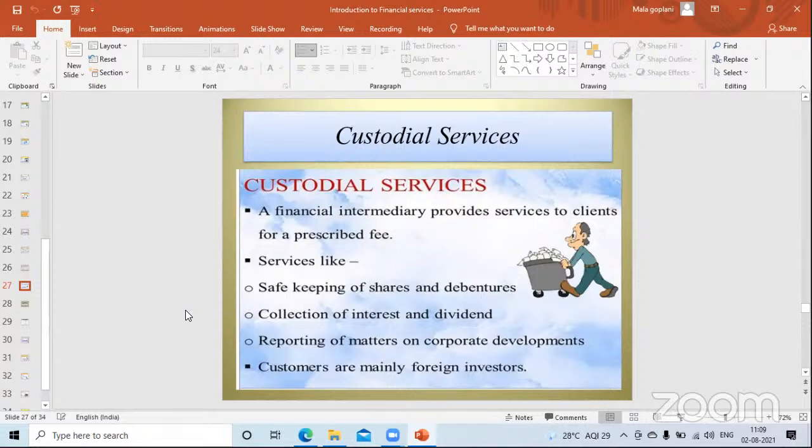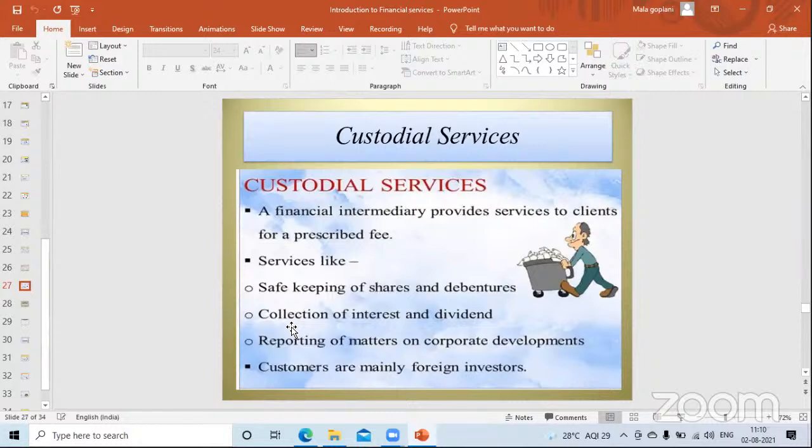So a financial intermediary provides, intermediary means a link between customer and an institution. So that is financial intermediary. Intermediary provides services to the clients for a prescribed fee. Services like what services? Safekeeping of shares and debentures, collection of interest and dividend, reporting on the matters of corporate developments. So mainly these are the points where you can say that a company is giving you services.